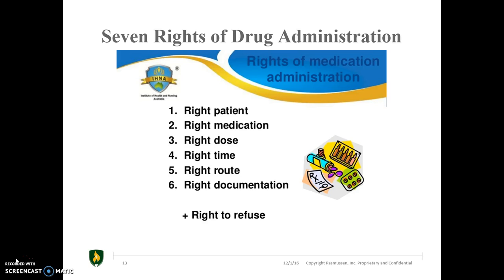Now, you also need to know the 7 rights of drug administration, which are right patient, right drug or right medication, right dosage, right route, right time, right documentation, and the patients, as always, have a right to refuse.